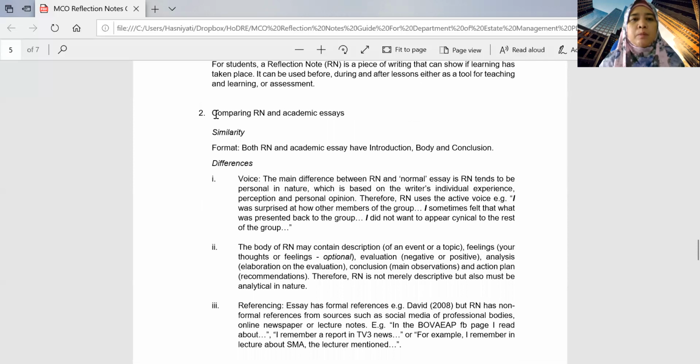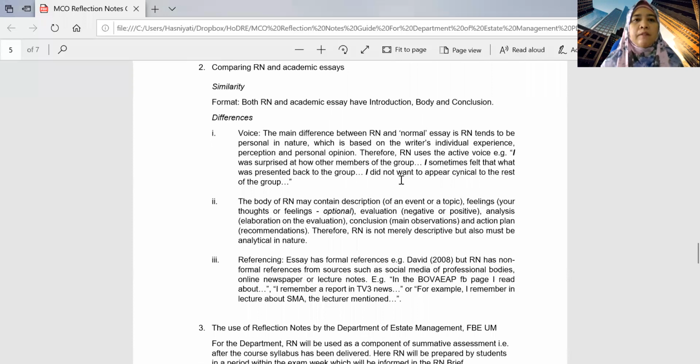What are the similarities and differences between reflection notes and academic essays? The similarity is that both RN and academic essay have introduction, body, and conclusion. So in terms of format, both academic essay and reflection note have a heading, introduction, body, the main text, and then the conclusion or concluding remarks. Now, the differences between your reflection notes and academic essays.